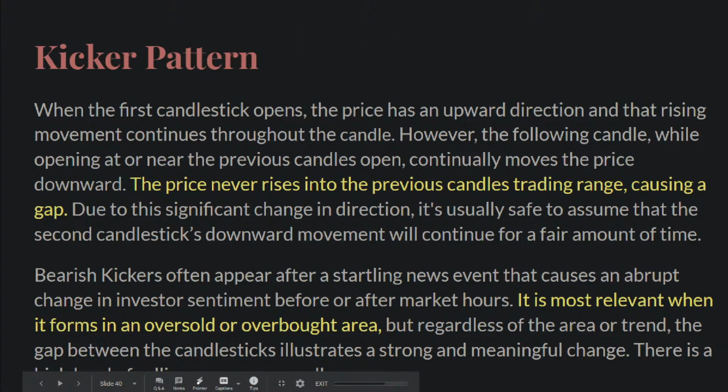It is most relevant when it forms in an oversold or overbought area, but regardless of the area and trend, the gap between the candlesticks illustrates strong and meaningful change. There is a high level of selling pressure as well.